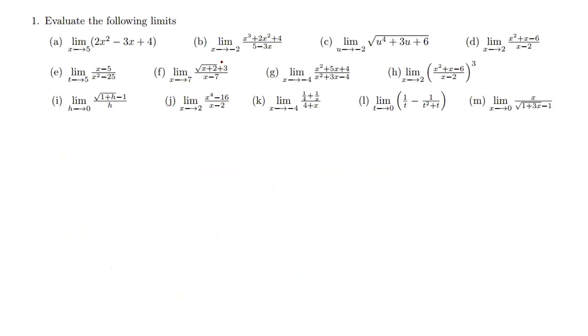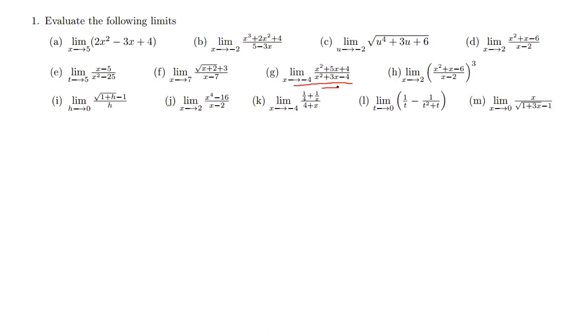So let's see what we can do. On this one here, you can see that when you put negative 4 on the denominator, you get a 0. Because negative 4 squared gives you 16. 16 minus 3 times negative 4, you get 12. So 16 minus 12, you get a 4. 4 minus 4, you get a 0. So what do you do when you have such a situation?